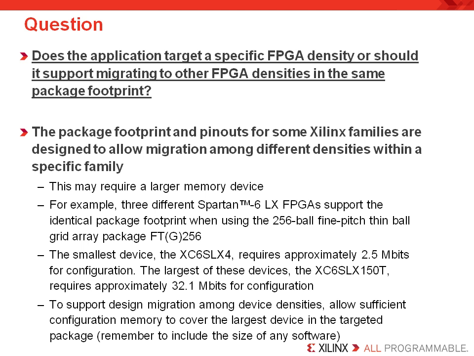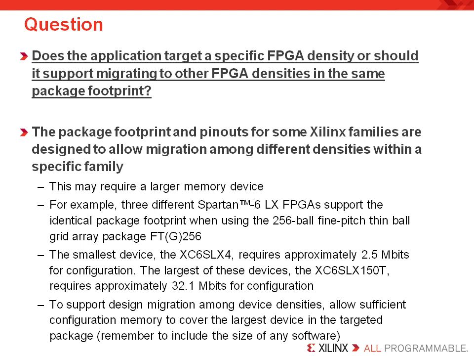So for example, the Spartan 6 LX FPGAs support identical package footprints when using the 256 ball fine pitch thin ball grid array package. The Spartan 6 SLX4 device requires 2.5 megabits of storage to hold its bitstream. The largest device in the same family and package is the Spartan 6 SLX150, and it requires just over 32 megabits.